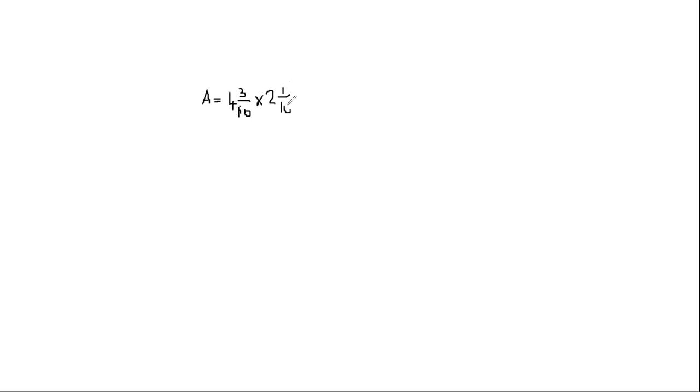Now here you are going to be multiplying two mixed numbers, which you cannot do directly. You cannot just say 4 multiplied by 2 is 8, 3 multiplied by 1 is 3, and 10 multiplied by 10 is 100. If you have done this, this is completely wrong. You cannot multiply mixed numbers in this way. There is a proper way to do it.